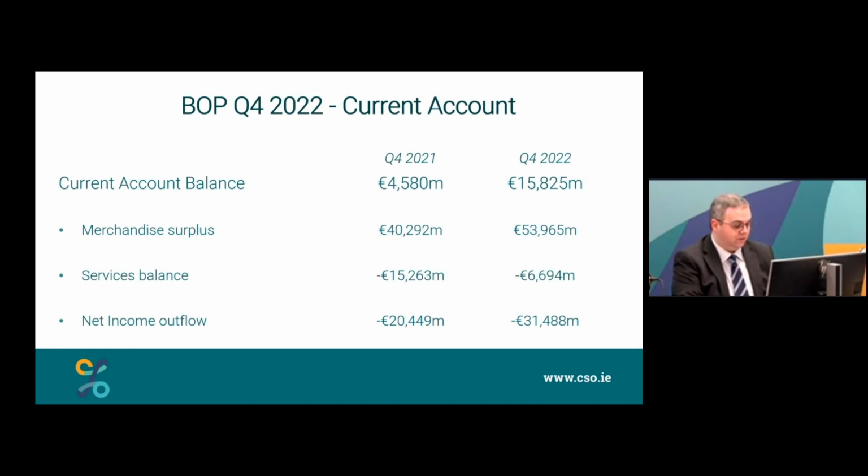Looking at how that breaks out, we have a merchandise surplus of 54 billion euros, which is up 13.7 on the same quarter last year. And we have a services balance of minus 6.7 billion euros, which is up 8.6 billion on the same quarter last year. And again, this is largely driven by differences in IP between the 2 quarters. Our income outflows are 31.5 billion, which is up 11 billion on the same quarter last year. And these all combine to give us a current account balance of 15.8 billion, which is up 11.2 billion on the same quarter last year.